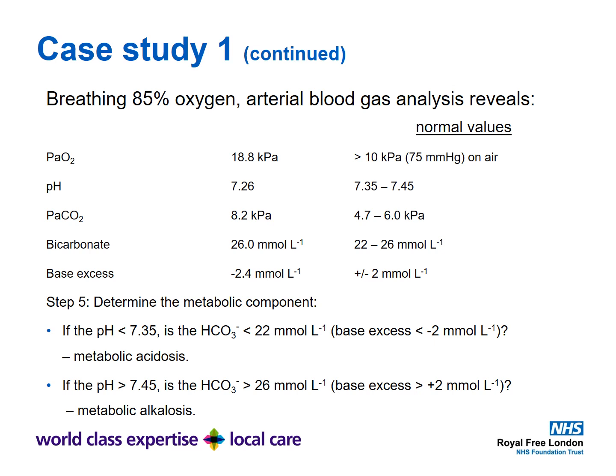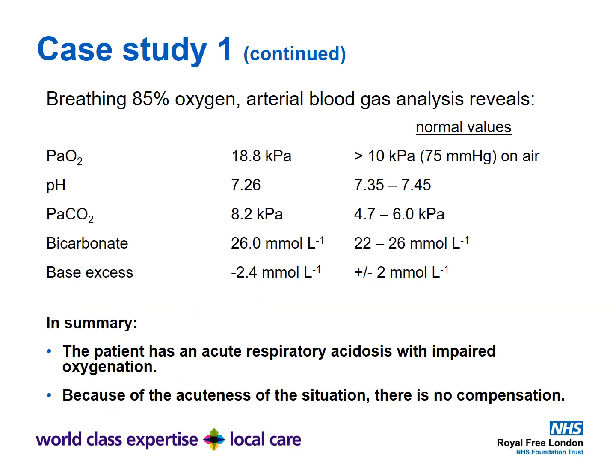We're now going to determine the metabolic component, so let's have a look at her bicarb. It's in the normal range, therefore this is primarily going to be an acute respiratory acidosis, secondary to the head and thoracic injury. So, in summary, this patient has an acute respiratory acidosis with impaired oxygenation, and this is because of the acuteness of the situation. There is no compensation.